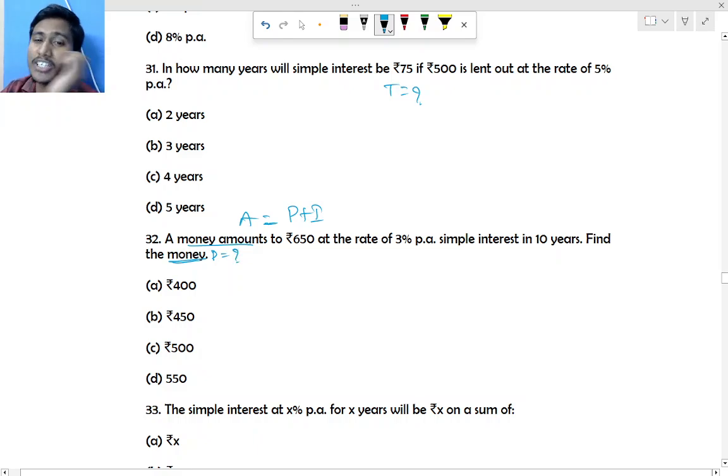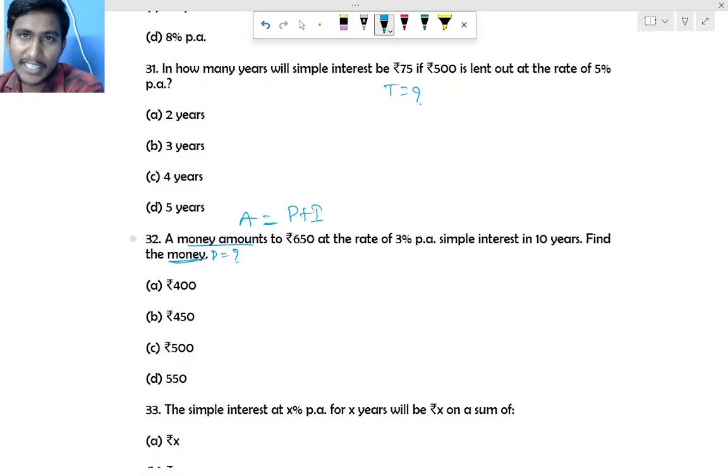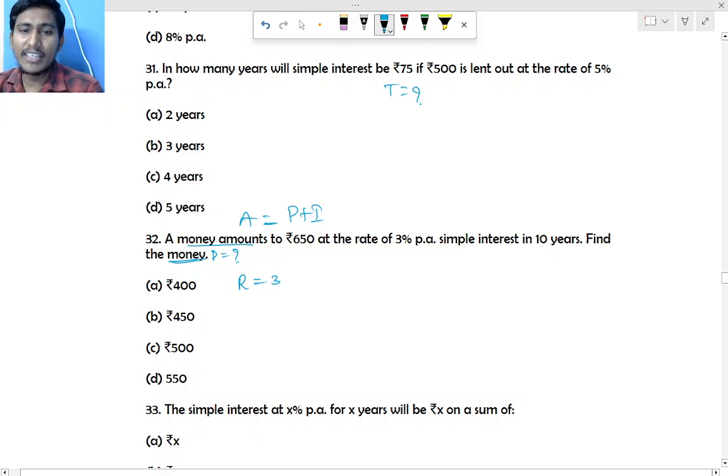How do we do the shortcut method? Go with the options. Here we know rate of interest is 3% and time is 10 years. So total PTR by 100 we have to do for interest. So 3 into 10 will be 30, right? So 30%, if you find, to that if you add 30% you should get 650. So to which number if you add 30% will you get 650?